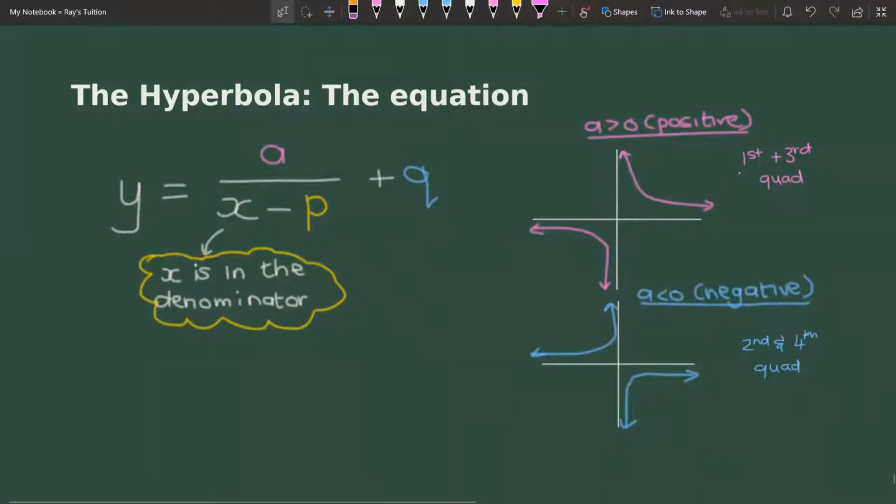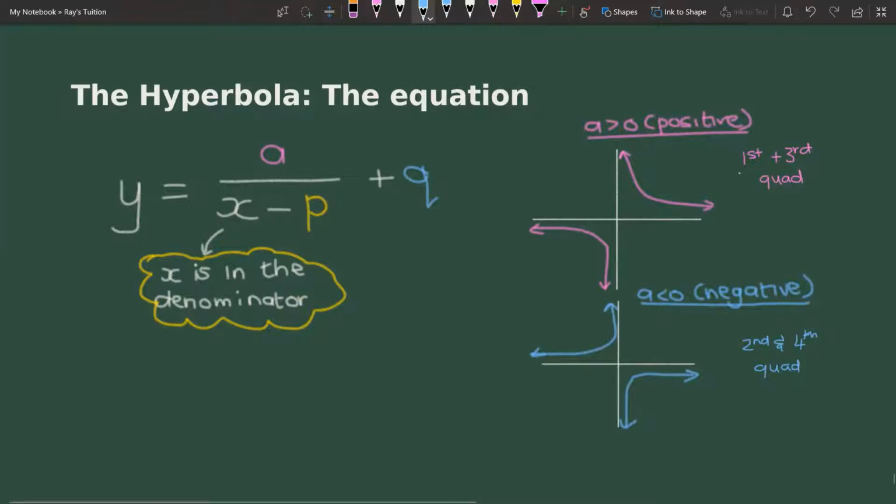Everybody, and welcome to this video on the hyperbola. In this video, we will be having a look at the equation of the hyperbola. So the most general form of the hyperbola is y is equal to a over x minus p plus q. So there are three parameters or unknowns in a hyperbola. The one is a, the other one is p, and the third one is q.